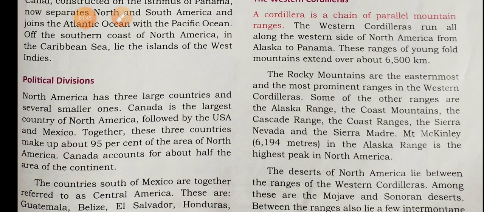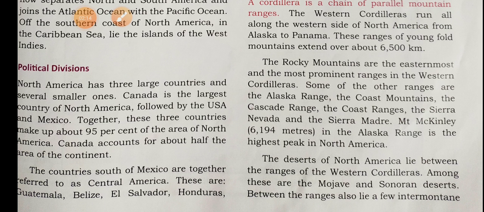So first we can discuss the Western Cordillera. The Cordillera, what is meant by it? It is a chain of parallel mountain ranges. The Rocky Mountains are the easternmost and the most prominent ranges in the Western Cordillera. The Western Cordillera runs all along the western side of North America from Alaska to Panama, and the deserts of North America lie between the ranges of the Western Cordillera.